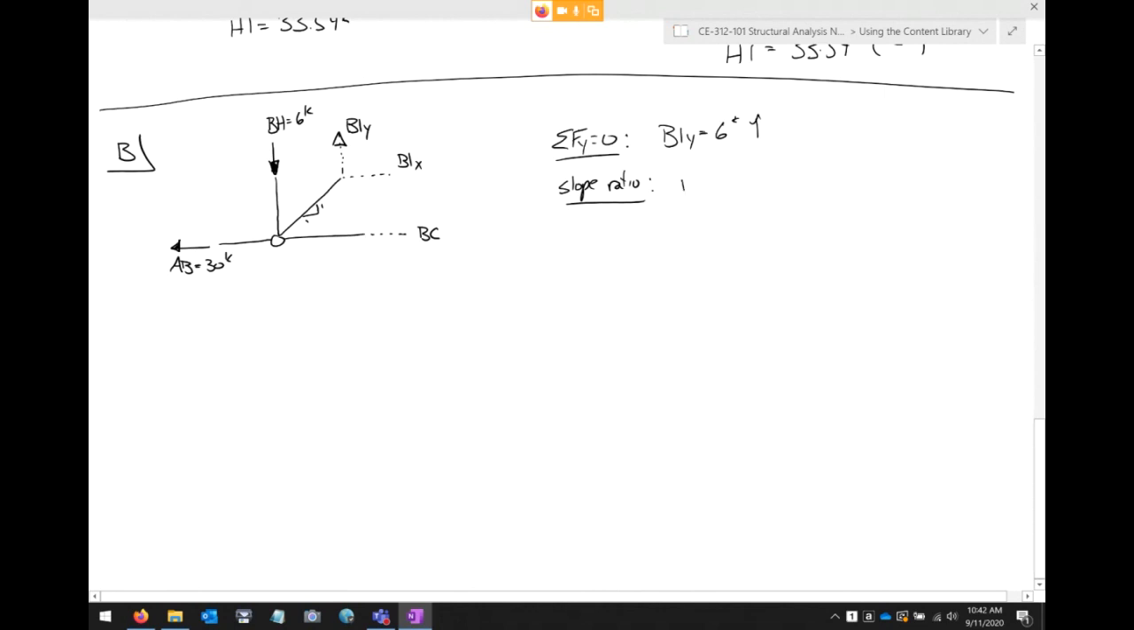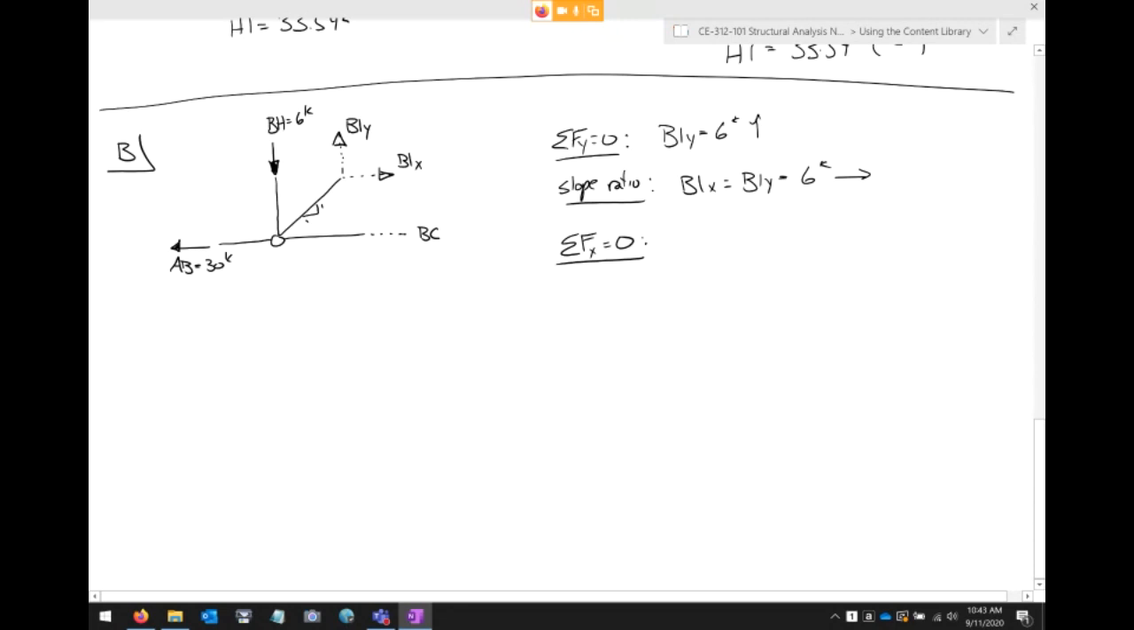So BIX has got to be BIY. The magnitude has to be the same, so that's 6 kips. As for the direction, BIY points away from the joint. BIX also got to point away, pull away from the joint. So that way. Now, sum of forces in the X direction.